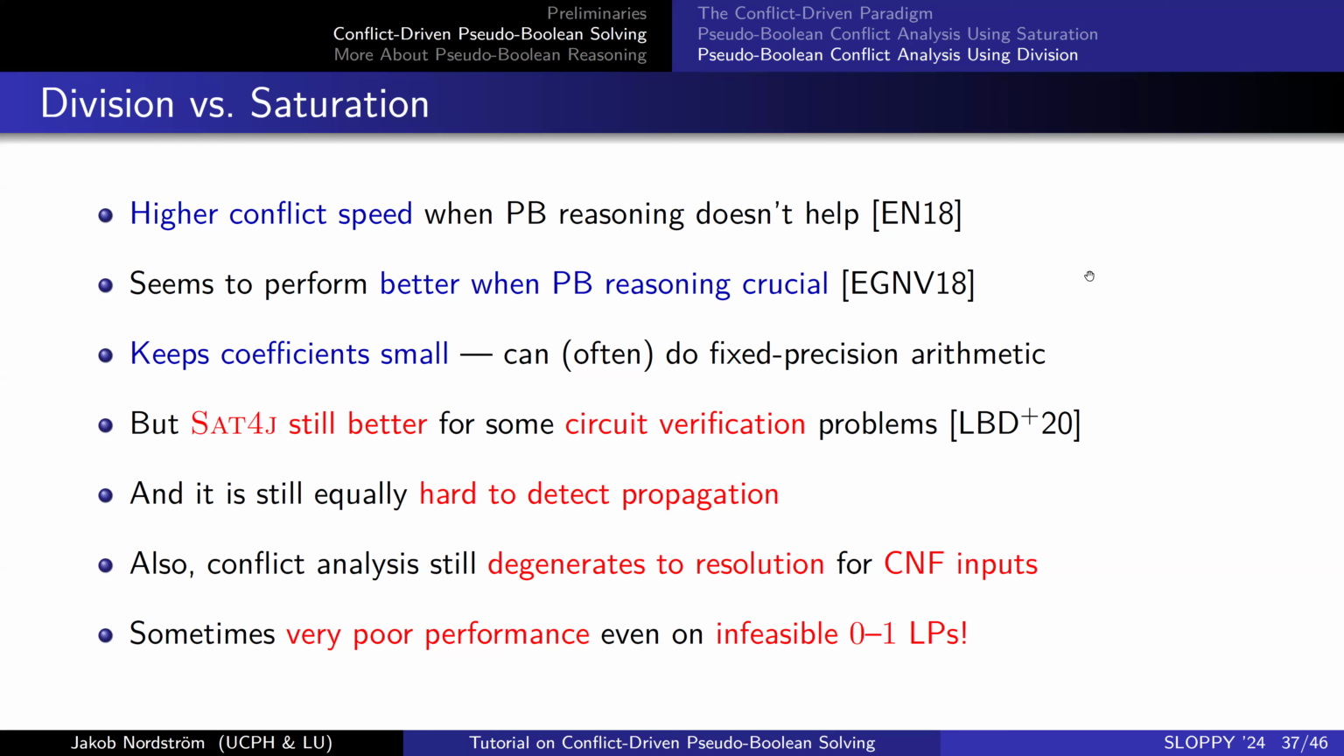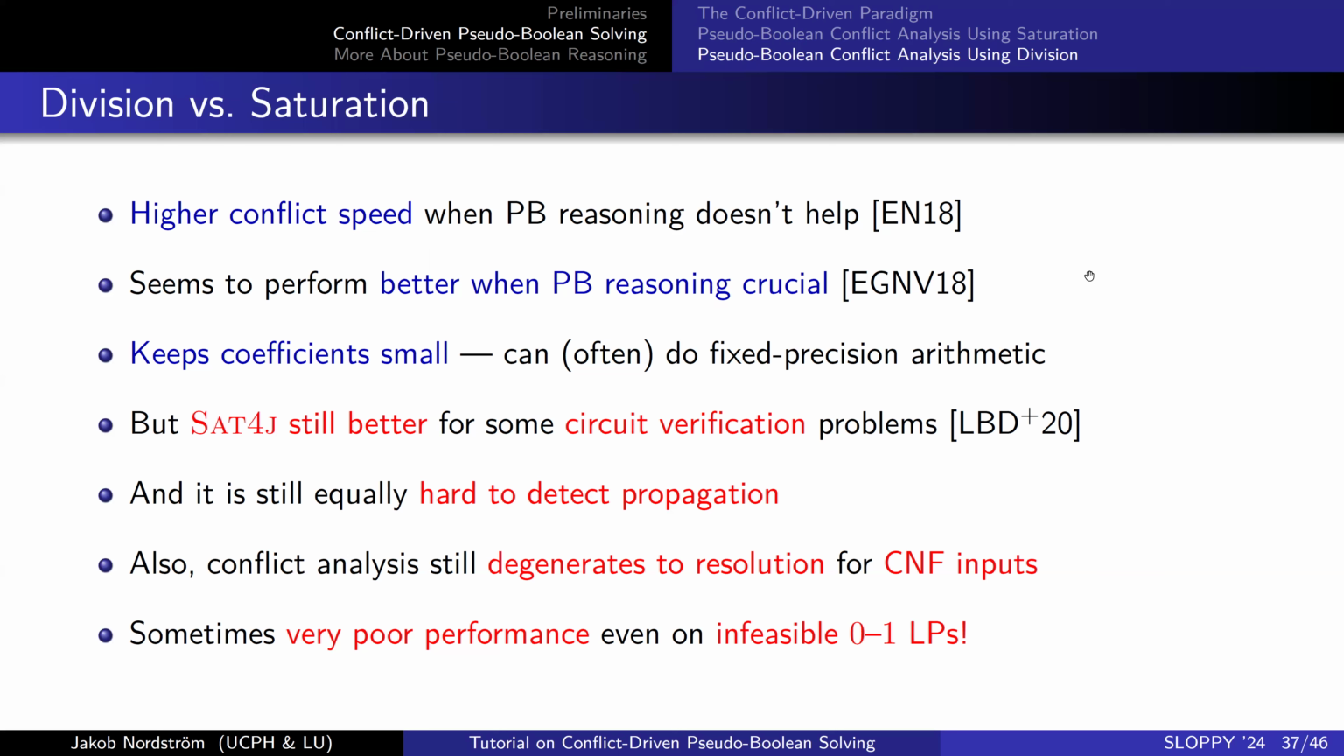We still have the problem that propagation needs to be done efficiently. We still have the problem, if you look at the algorithm, that if I give you a CNF, I will still get only a very, very expensive version of CDCL conflict analysis.